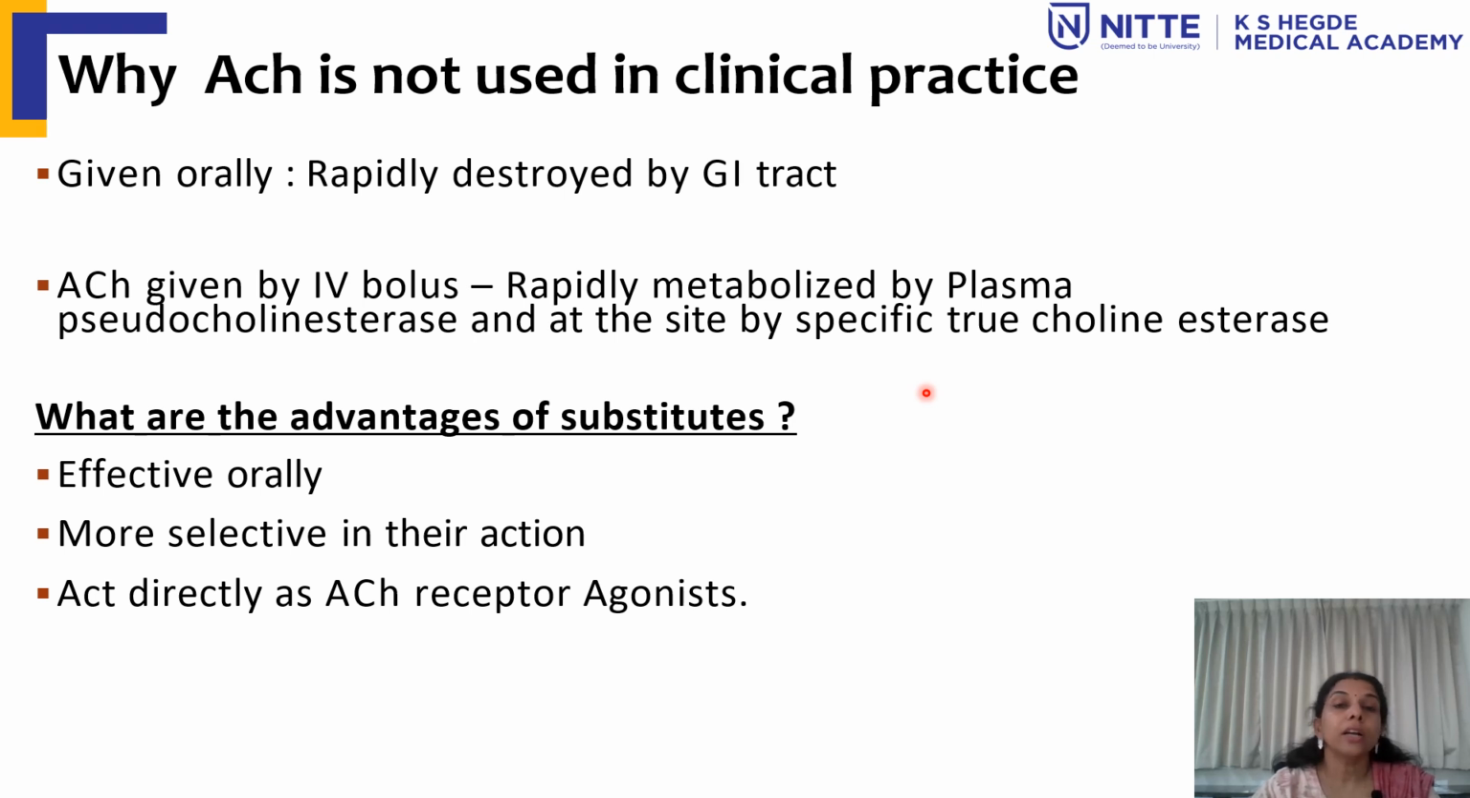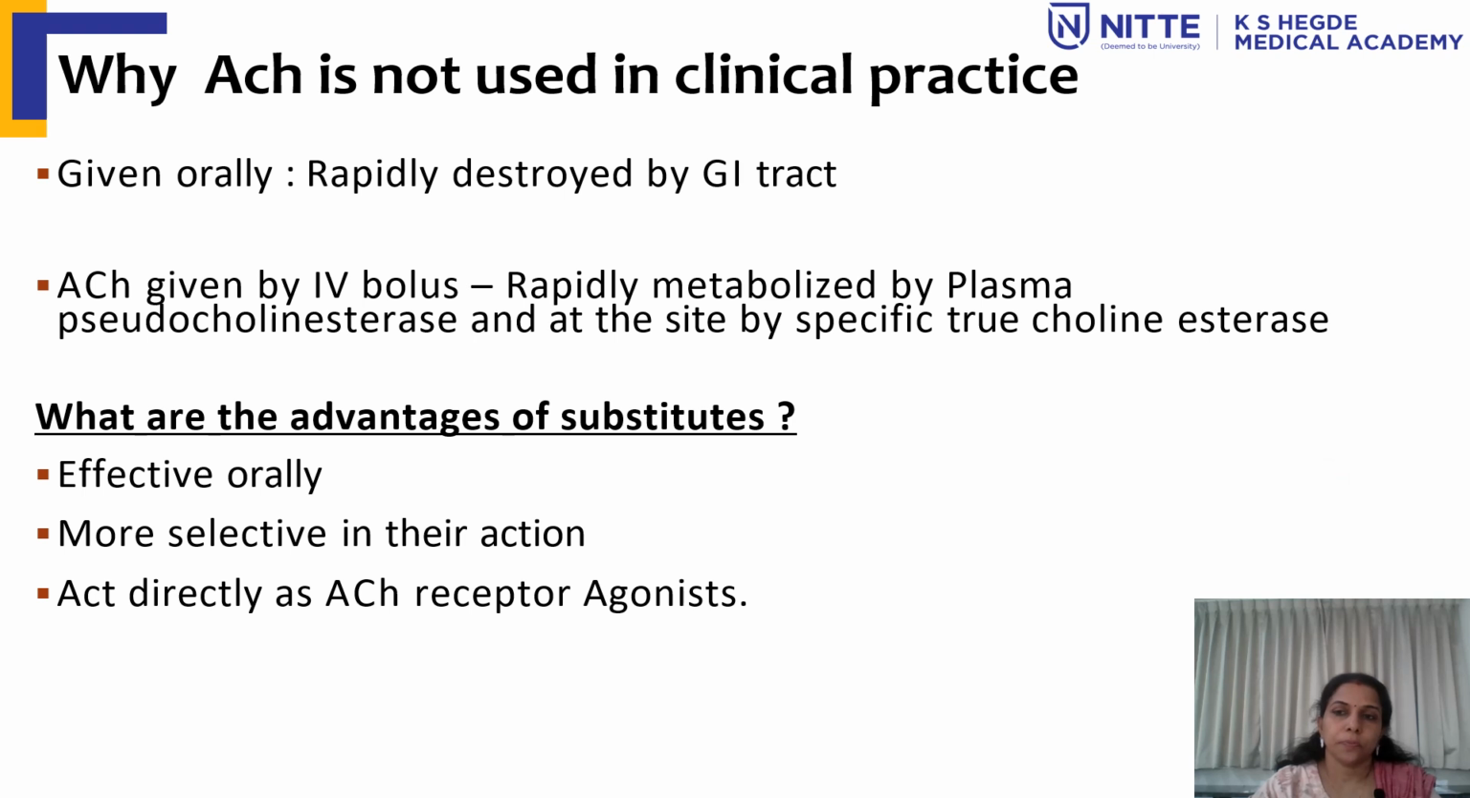So we have the cholinomimetic drugs, the directly acting or the indirectly acting drugs. What are the advantages of these drugs? They are effective orally and have a more specific action; they selectively bind to the cholinergic receptors and act directly as acetylcholine receptor agonists. That's the reason we are not using acetylcholine. Instead, we use the cholinergic drugs, either directly acting or indirectly acting ones.